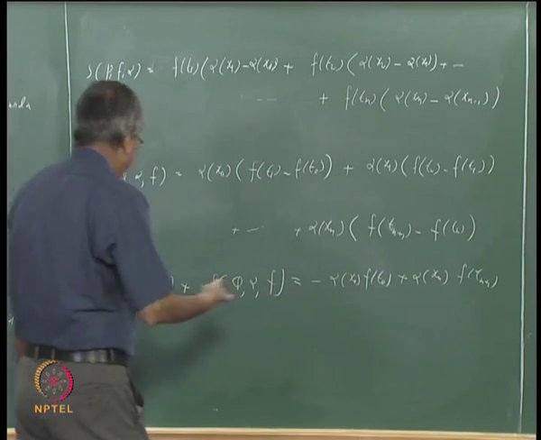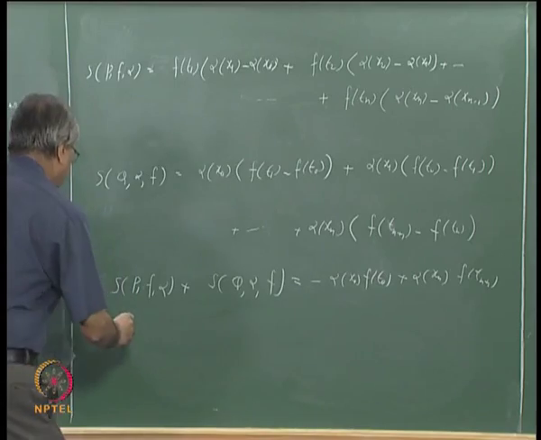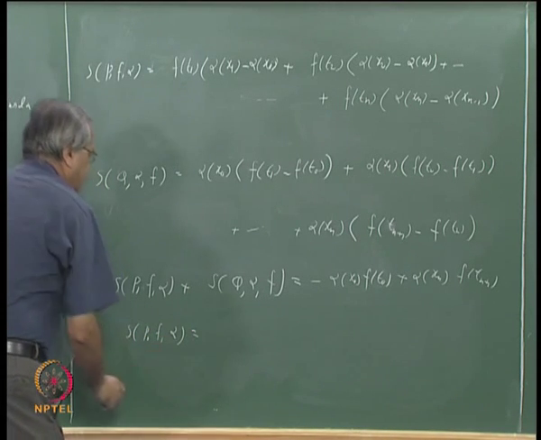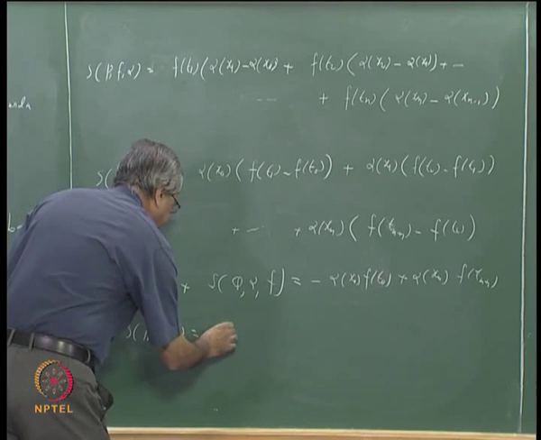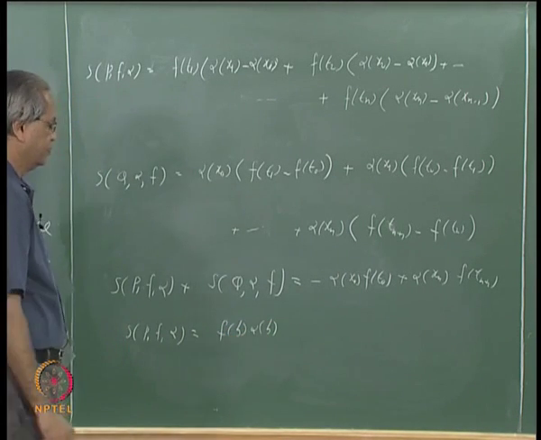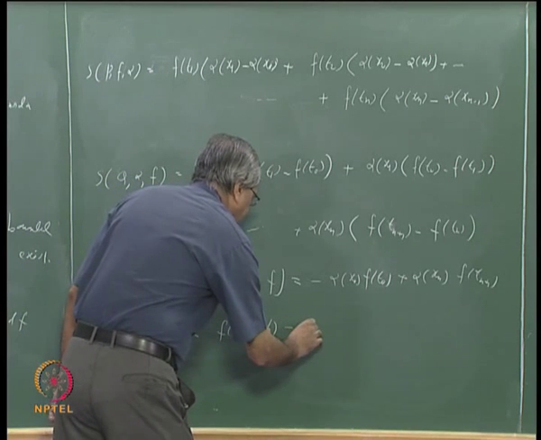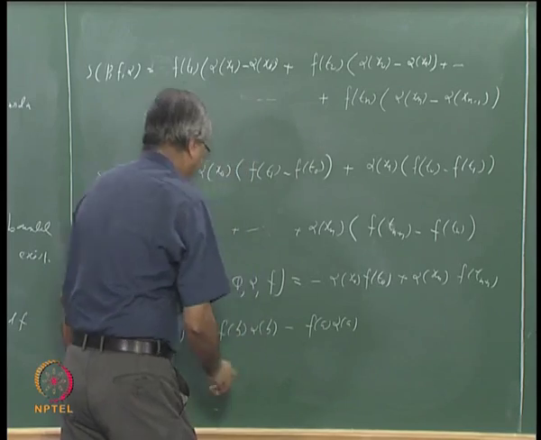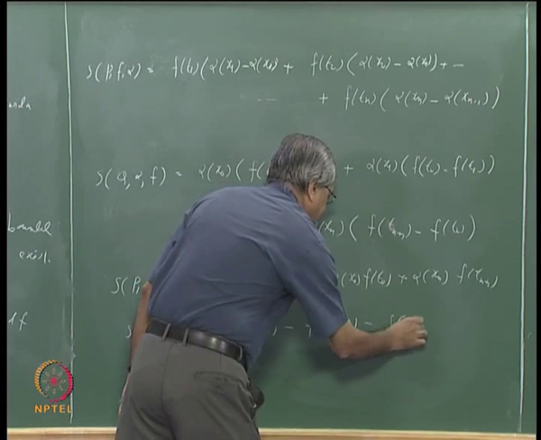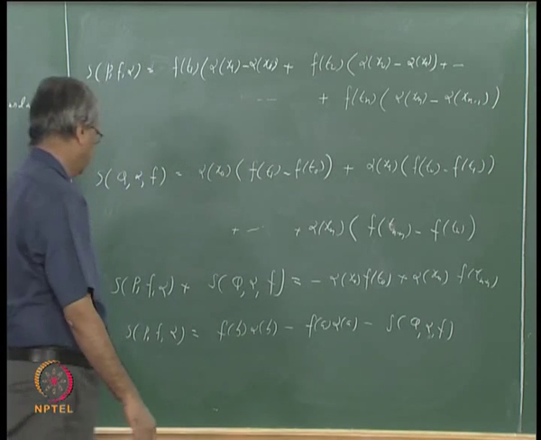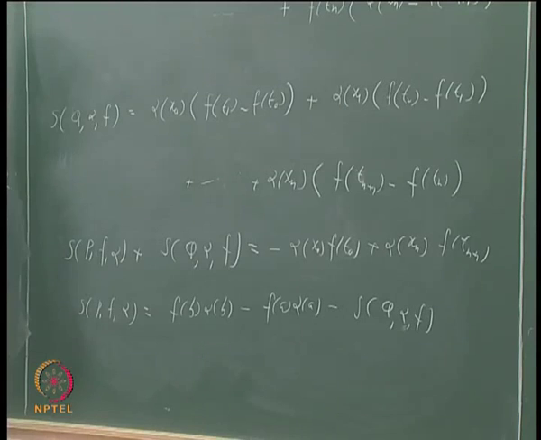So I can rewrite this whole thing as S_P f alpha equal to f(b) alpha(b) minus f(a) alpha(a), and then minus S_Q alpha f.